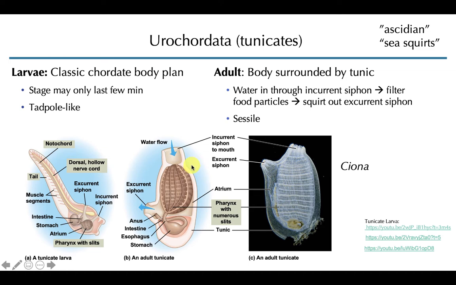And so the pharyngeal slits turn into filter feeding structures. The sea squirt name comes from how this guy feeds. The water flows in the in-current siphon, and then it'll come through and get filtered through the pharyngeal slits. The food particles get passed on to the digestive system. The water gets squirted out the excurrent siphon, and any leftover food particles also go out there as well. And so that's the name sea squirt. And let's see a video of that.